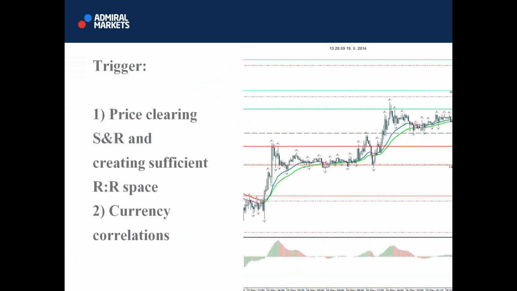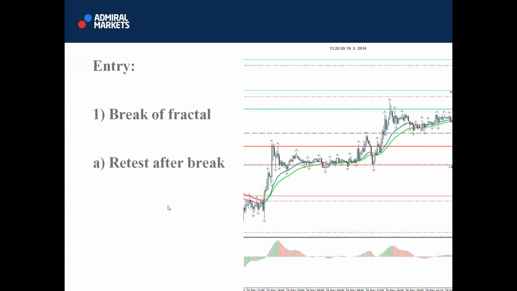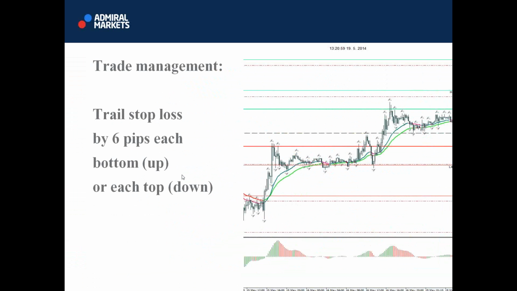Triggers, basically when we have a trend in play and there's opportunity, then what are we looking for before a trader could think, okay, this is getting very interesting? When am I close to pushing the button and entering a trade? In this case, we want to see price clear support or resistance and create sufficient R2R space. And we'll be looking at relative strength and accuracy correlations. The entry could be the break of the fractal or the retest after a break. The retest after break has the advantage of maybe avoiding the false break in a way.